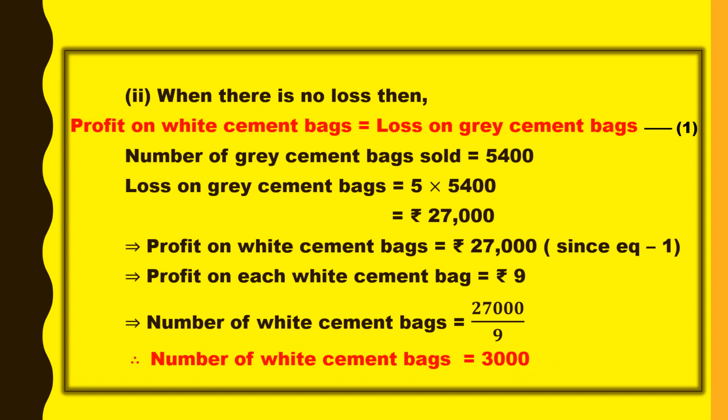So if you sell 3,000 white cement bags, then the loss from selling 5,400 bags of grey cement will be balanced. So when you are in loss by selling some items, that loss should be balanced by selling the profitable items. Okay. So this is the way you should calculate.